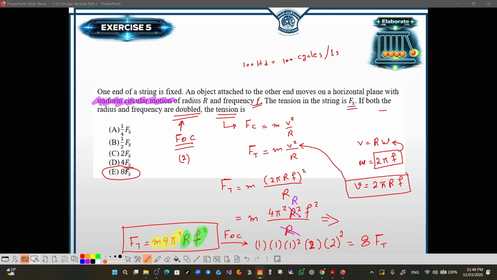So the 8Fs, S here stands for the string force or the tension force. I use the letter T as a subscript for this case. However, you can use S. Now, after we apply the change, the tension force will increase by 8.